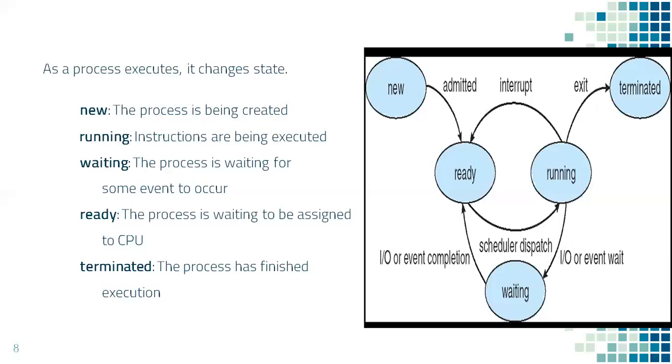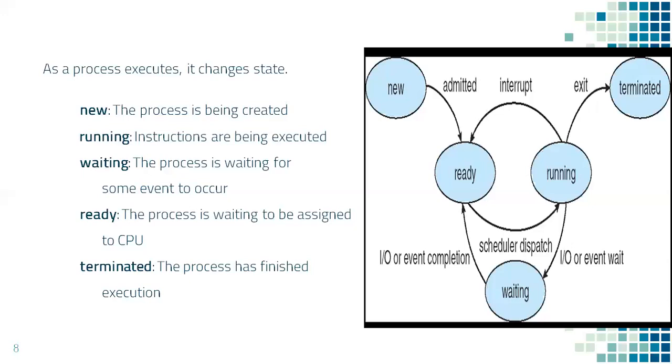So, process keeps cycling in these 3 states: ready, running, waiting multiple times till it executes all its instructions. Once all the instructions of a process are executed, the process will exit from the primary memory and jump to the terminated state. So these are the different states of a process.